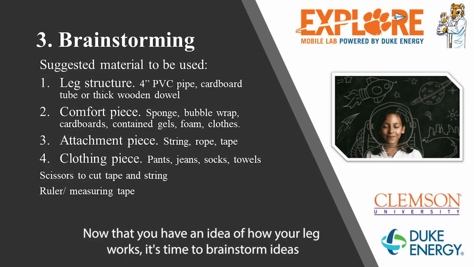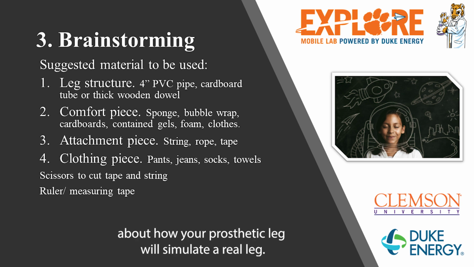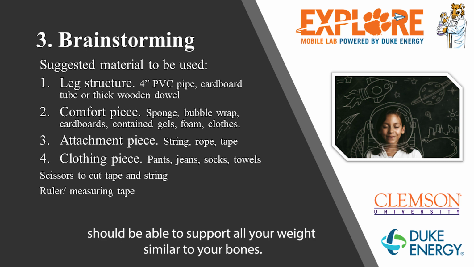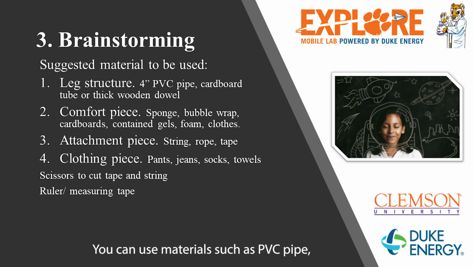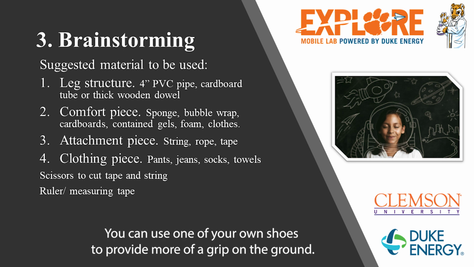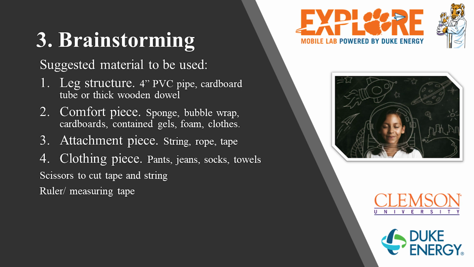Great! Now that you have an idea of how your leg works, it's time to brainstorm ideas about how your prosthetic leg will simulate a real leg. You will consider the following 4 items. Leg structure. This part should be able to support all your weight, similar to your bones. You can use materials such as PVC pipe, a cardboard tube, or a thick wooden dowel rod. You can use one of your own shoes to provide more of a grip on the ground.